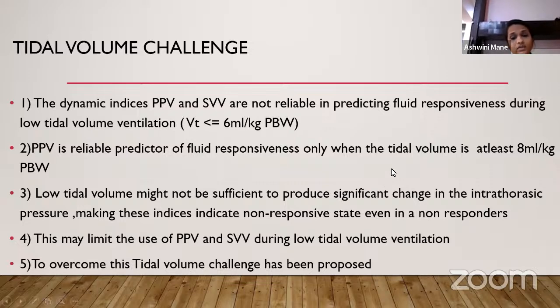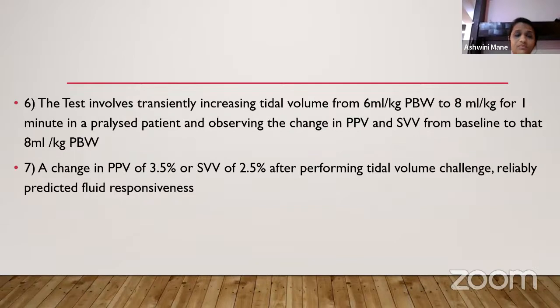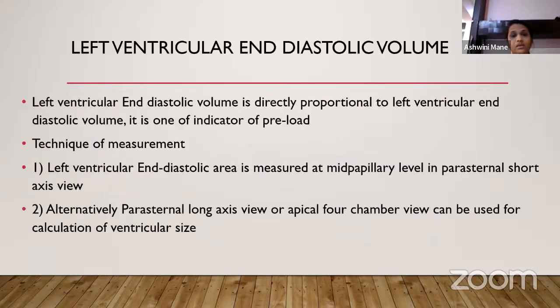To overcome this, the tidal volume challenge has been introduced. The test involves transiently increasing tidal volume from 6 ml per kg of predicted body weight to 8 ml per kg for 1 minute in a paralyzed patient and observing the change in pulse pressure variation and stroke volume variation from baseline to that at 8 ml per kg. A change in pulse pressure variation of 3.5% or stroke volume variation of 2.5% after performing the tidal volume challenge reliably predicts fluid responsiveness.